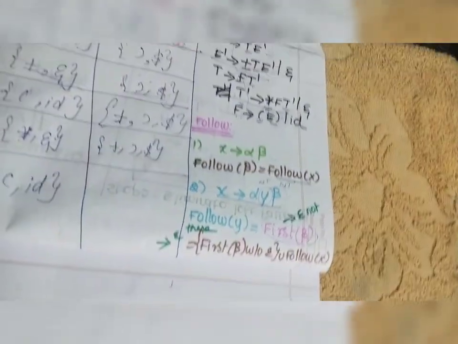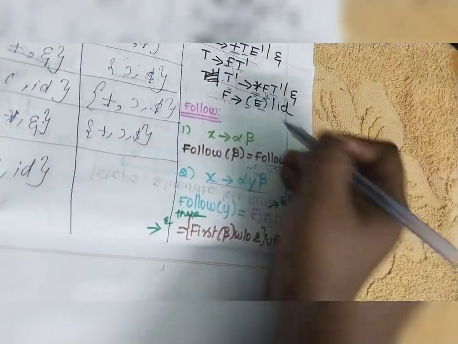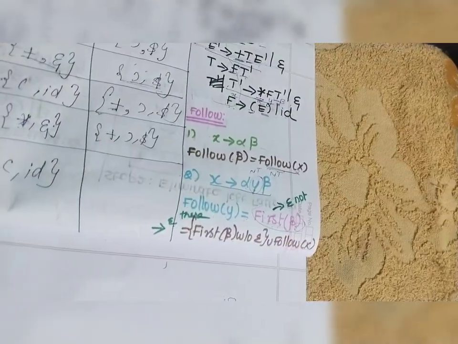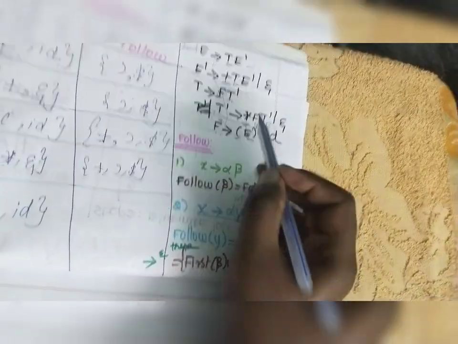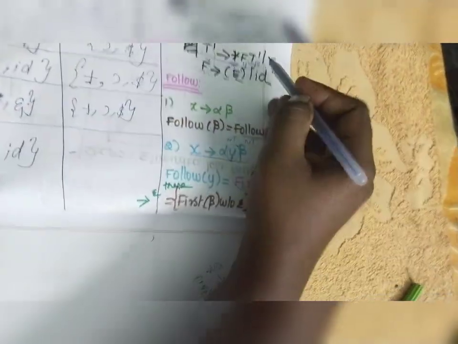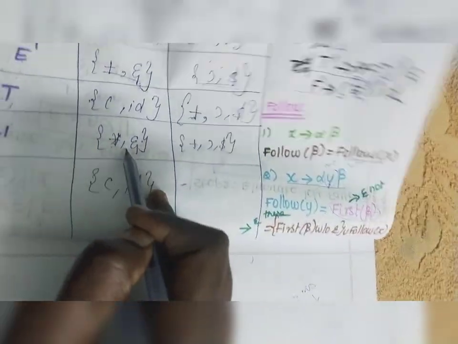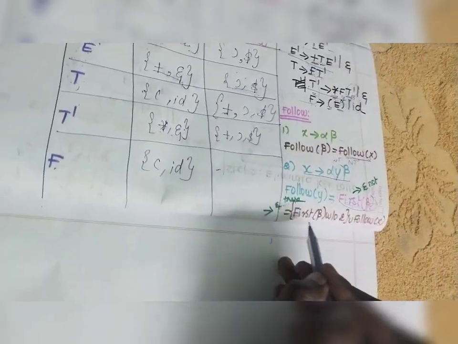Star is alpha. What is Y? F is Y. What is beta? T dash is beta. Then what you have to find? Follow of Y. Follow of F is equal to first of beta. First of beta is T dash. First of T dash is again epsilon there. Epsilon there means you can't use this production. You can use this. Epsilon is there now.